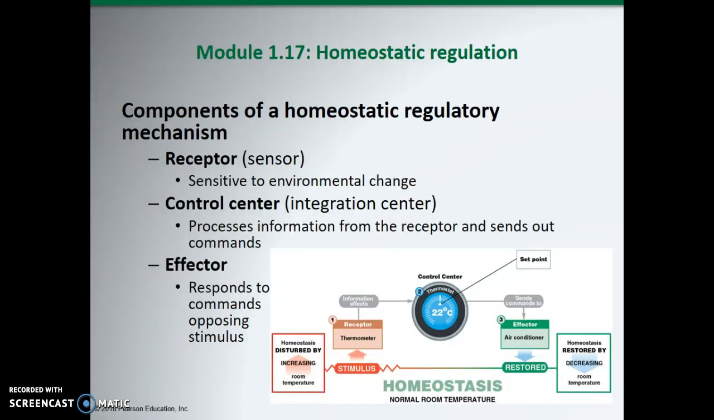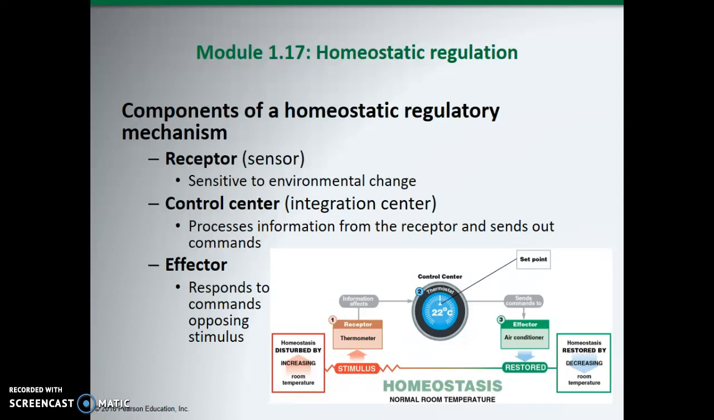So what happened there? The living organisms can maintain homeostasis. A piece of meat cannot. So here are the three components of homeostatic regulation. The first is the receptor or sensor that is sensitive to environmental changes, and we're going to compare homeostasis to our thermostat controlling the temperature of our houses.